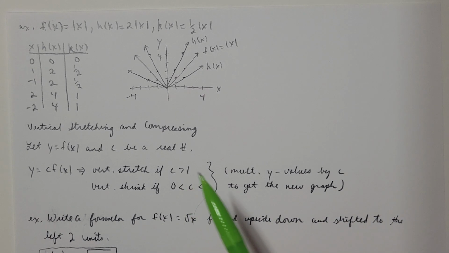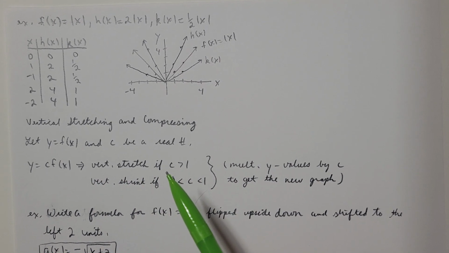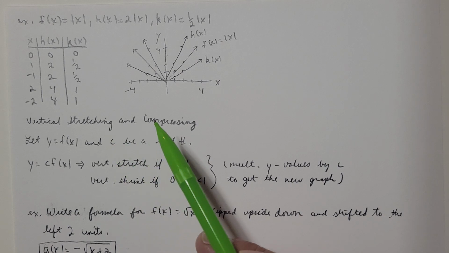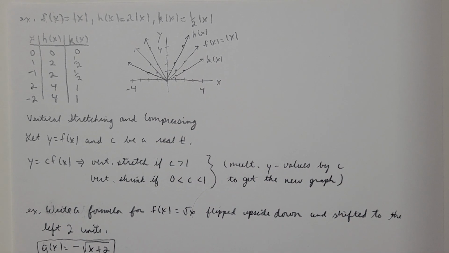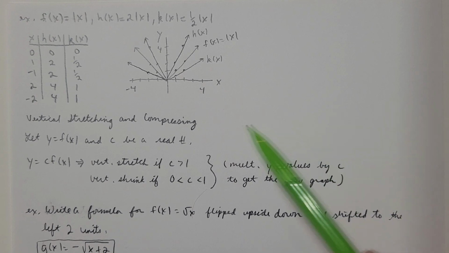So here's in general what's going on with vertical stretching and compressing of a graph. Suppose that y equals f of x is one of the basic functions, one of those 8 functions that are on the sheet there. Like here I'm using the absolute value function. What it'll say next is going to apply to any one of those functions. And c is a real number.